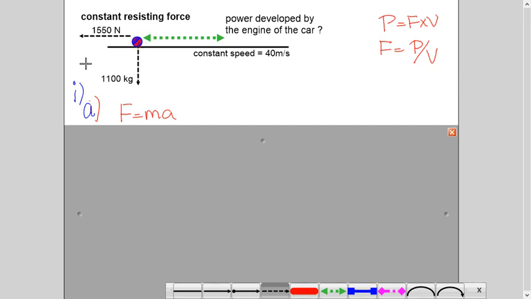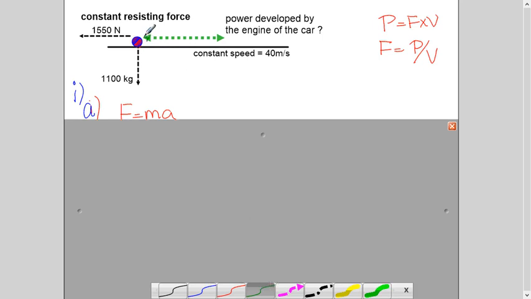So the first part of the question which I have just read, I'm explaining it with the help of this simple diagram. This is a straight horizontal road, and this is the car. It is moving in this direction, so do not consider this arrow here at all. You have to find the power developed by the engine of the car. The car is facing a constant resistance of 1550 Newton. This is the mass of the car and it is moving at a constant speed of 40 meters per second.